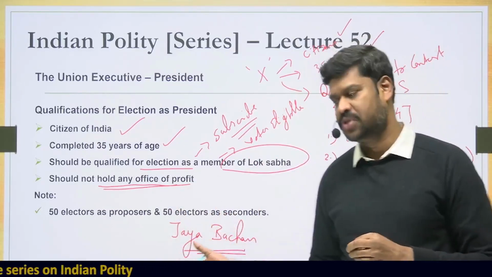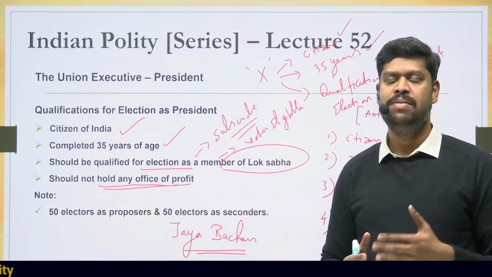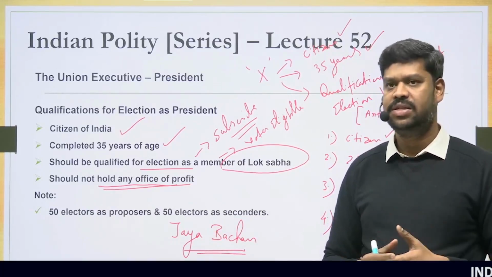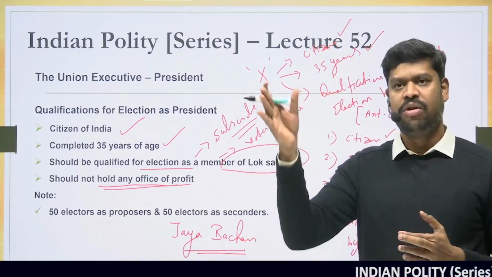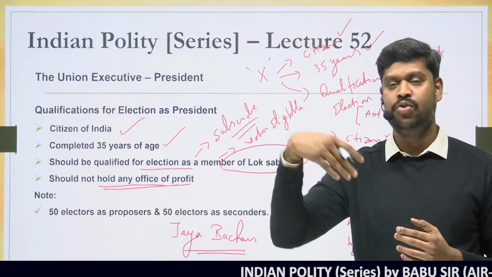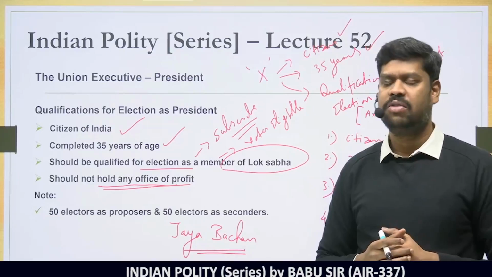that for someone to contest election to the office of the president, their candidature should be supported by a minimum of 50 electors as proposers, and 50 electors as seconders. It is not that you and me can support their candidature. Only those people who are eligible to vote in the president election can, because you and me are not eligible to vote in the president election, as long as you are part of the electoral college.